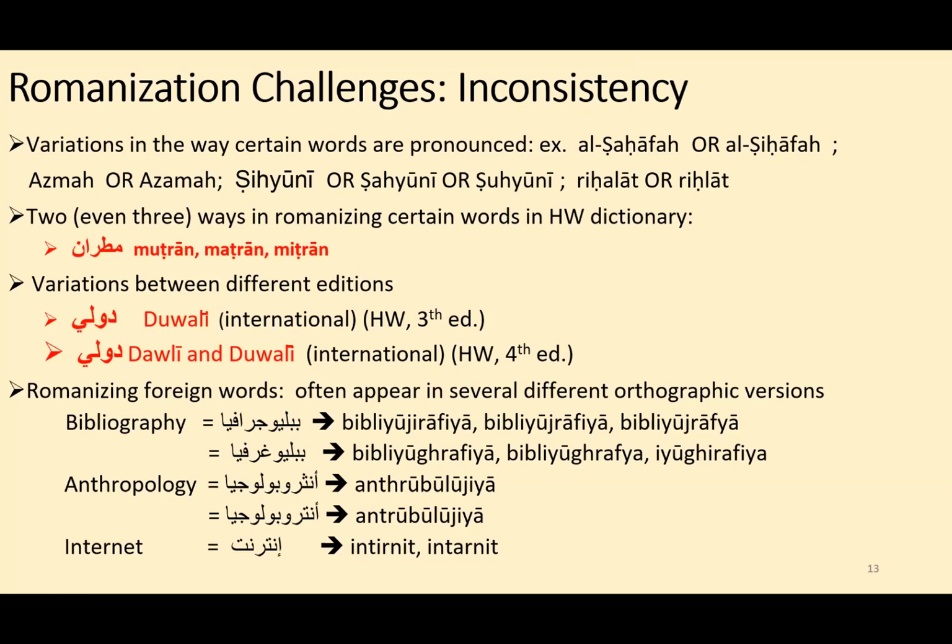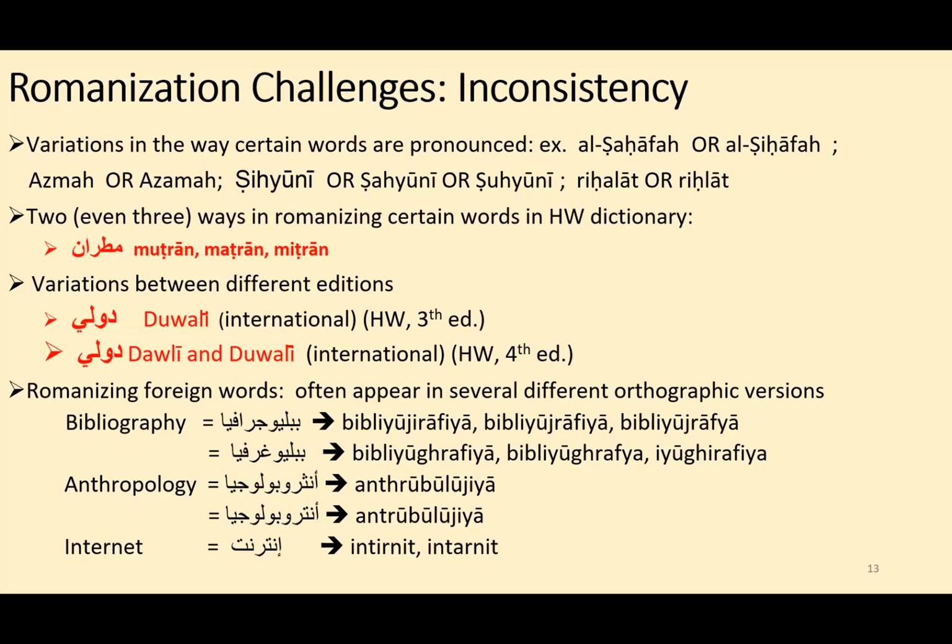We may encounter two or even three ways of Romanizing certain words in our dictionary, the Hans Wehr dictionary, such as the word mutran, which is presented in the dictionary as mutran, matran, or mitran. Another example is dawli and duali. Following one or the other may affect the discovery and cause split of records and eventually split of resources.